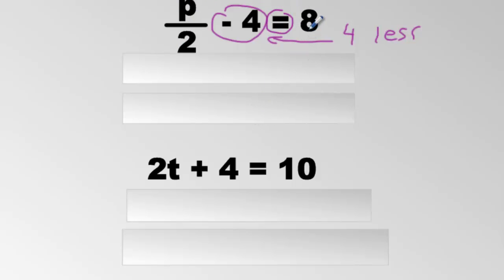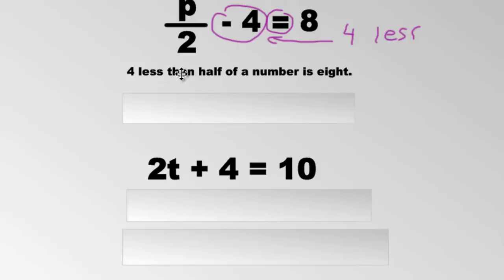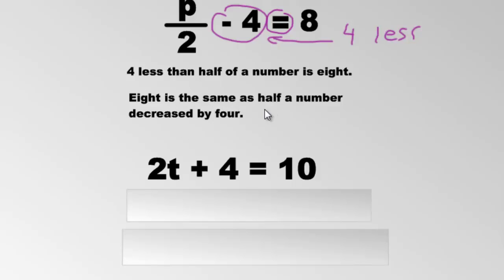I can also go backwards. I can start with the 8 and say 8 is the same as, or 8 is 4 less than half a number. See how I'm playing with the words here? You've got the freedom to make anything work. 4 less than half a number is 8. 8 is the same as half a number decreased by 4. You could say that too. Here's half a number decreased by 4.